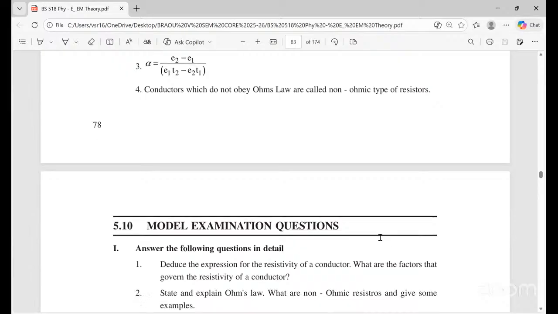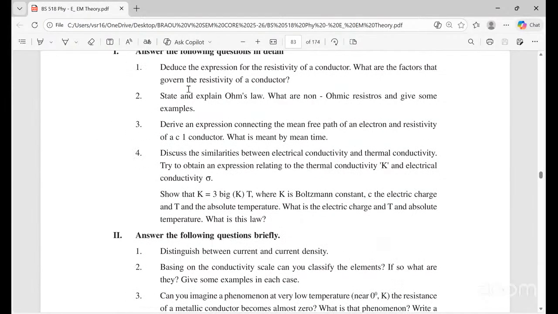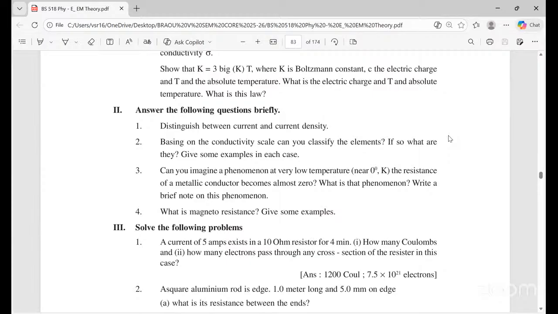So we'll go through how the questions are going to be given. Derive the expression for the resistivity of the conductor. This is very, very important. State and explain Ohm's law. What are non-ohmic resistors? And distinguish between current and current density, I and J. Current per unit area. Charge per unit area or unit volume is the charge density.